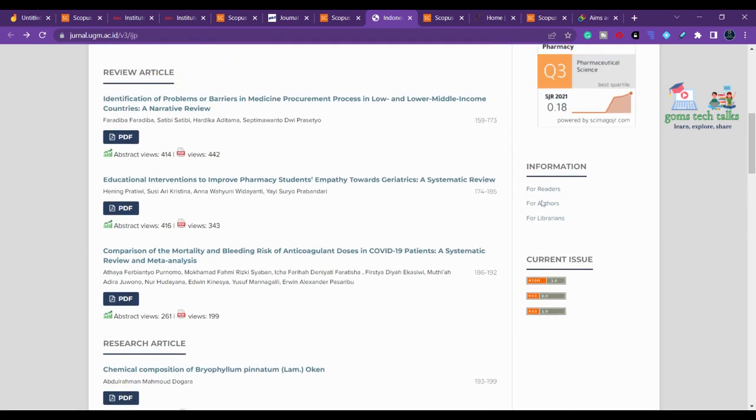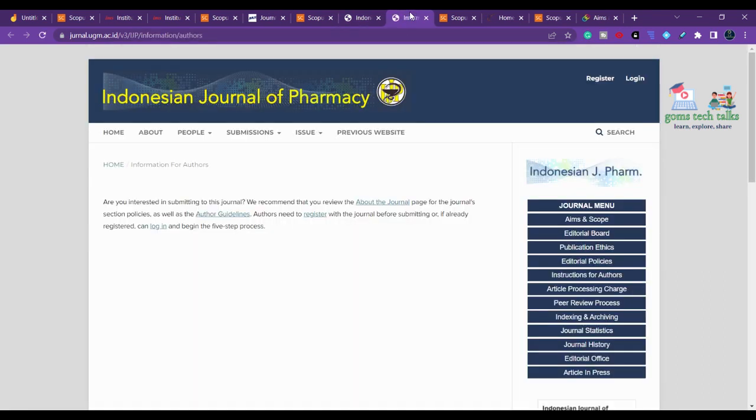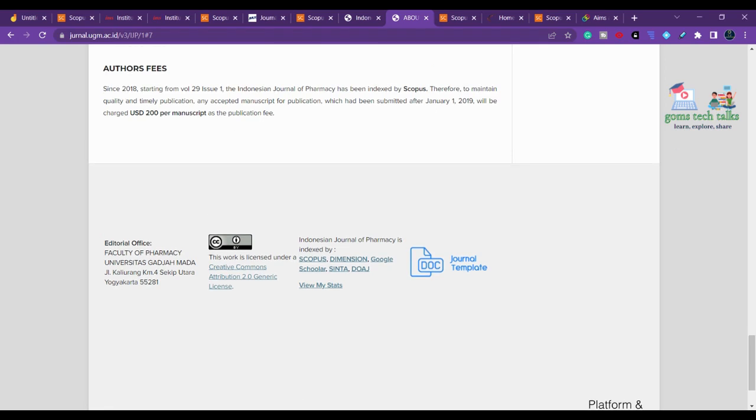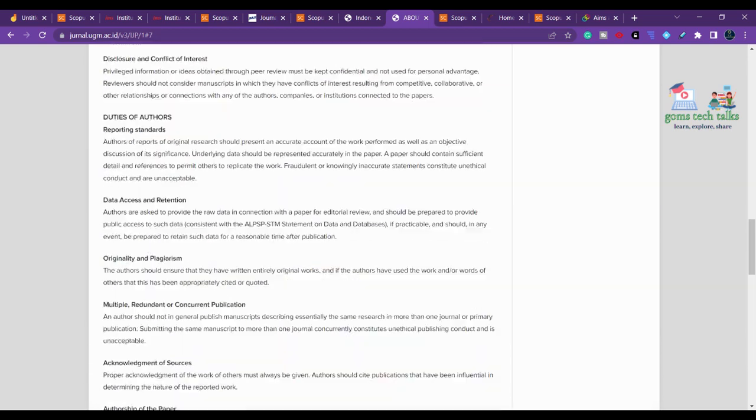And for more information, you can click here and see. Go to the author guidelines. First, let us see the article processing charges here, and then we will think about the next one. It is USD 200. So this is the article processing charges. I think it will be nearly 14,000 to 15,000. So if you are okay with that, then you can proceed with this.